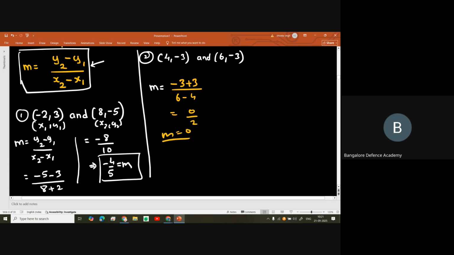M is equal to 0. Next question. Third. 3 comma minus 1 and 3 comma 2. Not defined or infinite. Answer? Not defined or infinity. Yes, you get divided by 0.